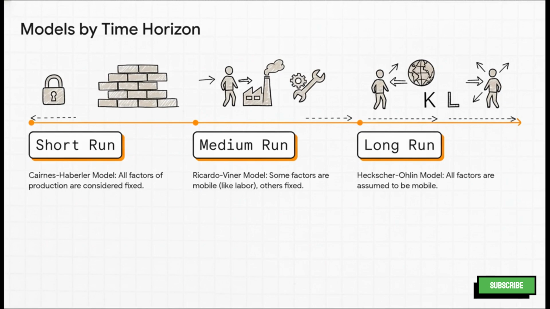Another way to think about it is that different models are useful for different time frames. The Heckscher-Ohlin model, where we assume capital and labor can just smoothly move between industries, that's really a long-run story. In the short run, things are a lot more stuck in place, and other, different models might give us a better picture of what's happening right now.